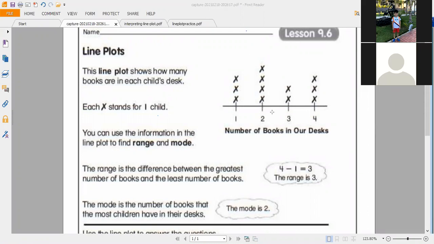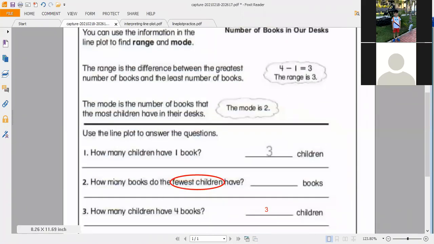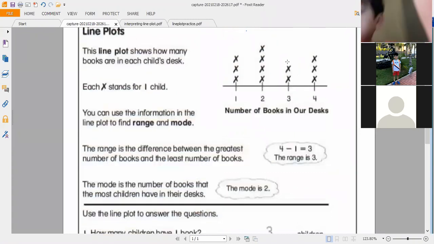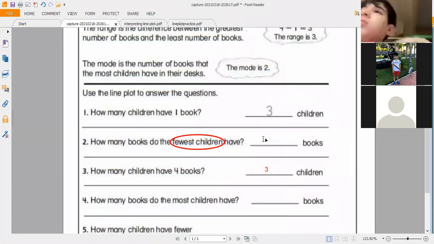It will be 3 because we have the fewest children here, 2. We said that these plots mean the children, right? So for the fewest children, I'm looking for the shortest bar, the smaller number of plots. So that means we have 3 books. The fewest children are 2. We have 2 children, so it will be 3 books.